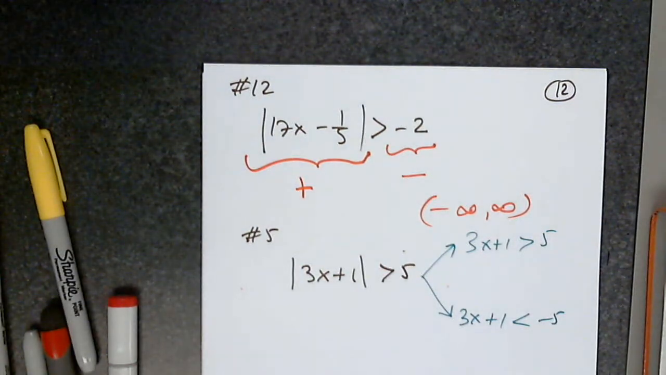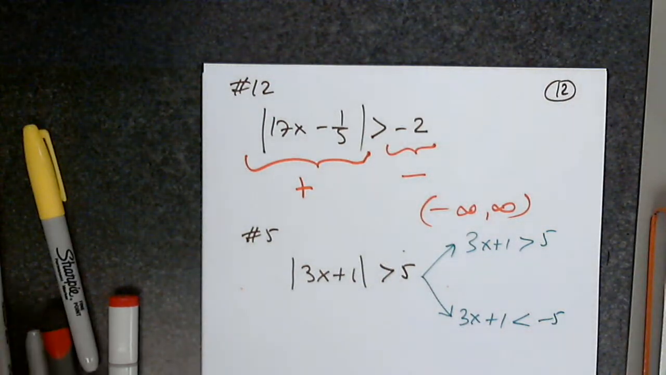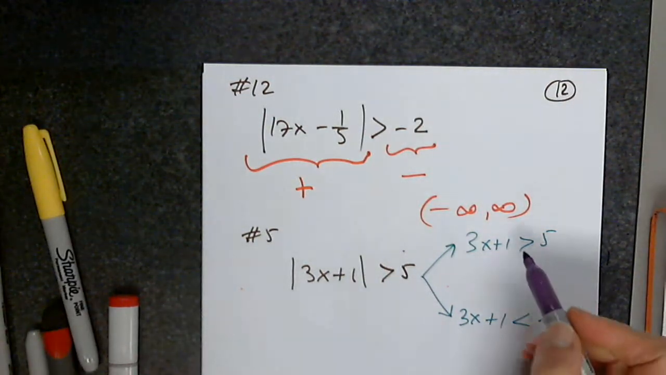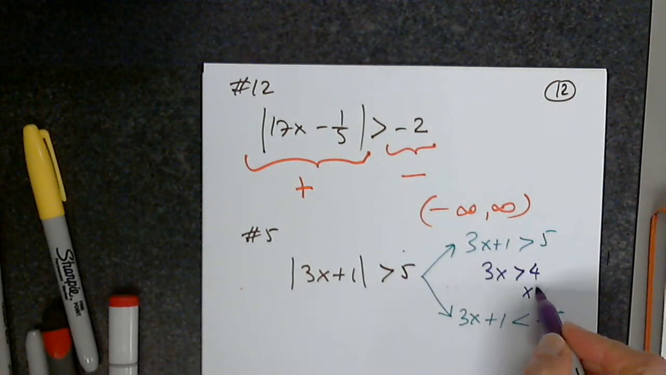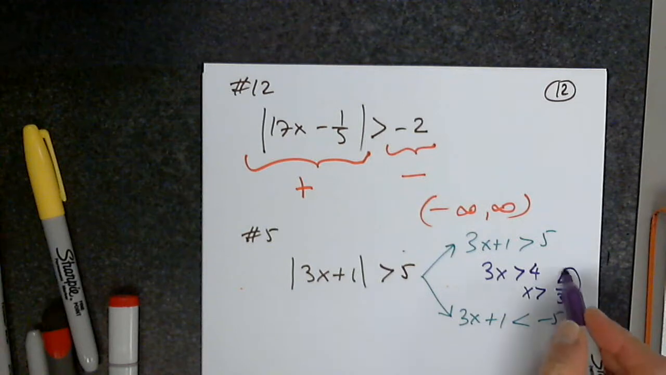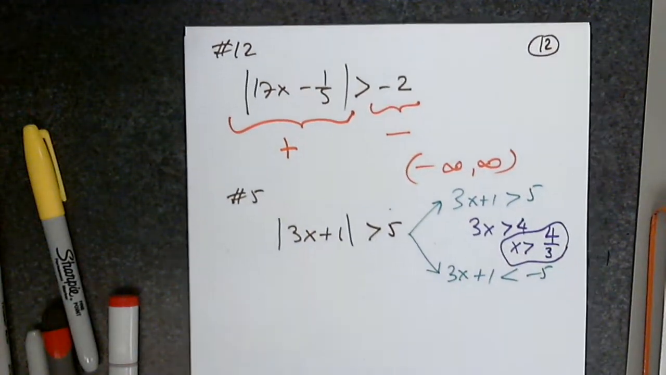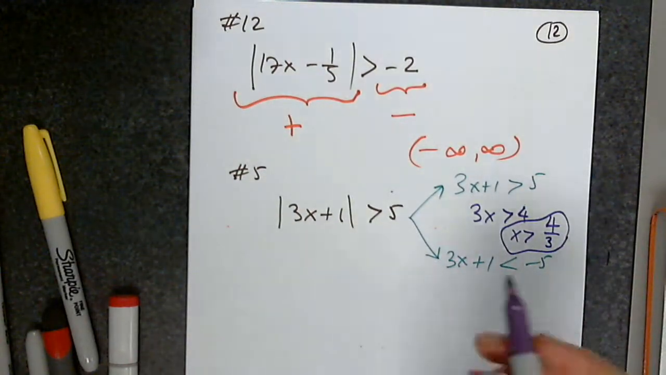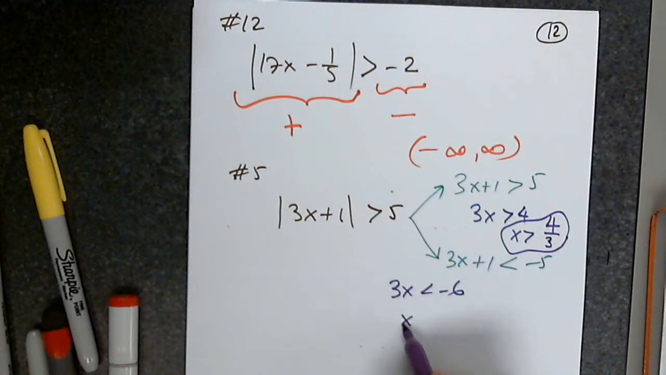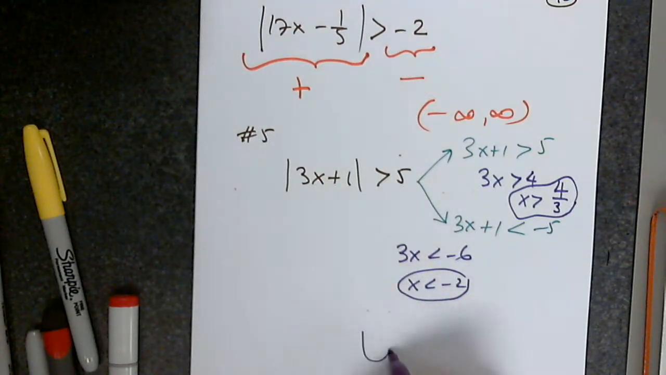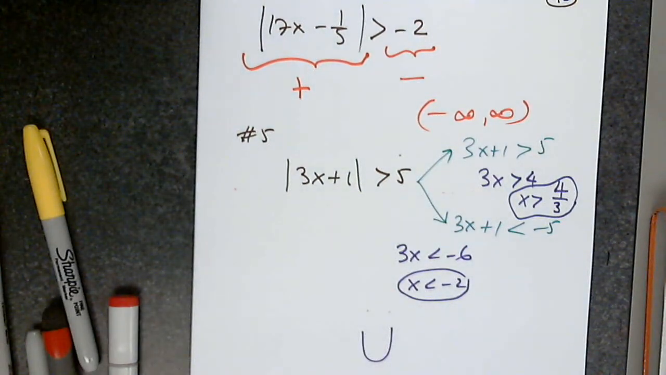Excellent. So please remember this. Easier to understand than memorize. So I'm going to subtract 1, so 3x greater than 4, x greater than 4/3. I'm done with the first one. I'm going to subtract 1 like I did before, 3x less than -6, divide by 3. I'm done with the second one. Remember, this one will always have to have the union in between.